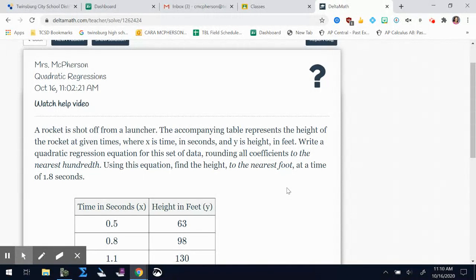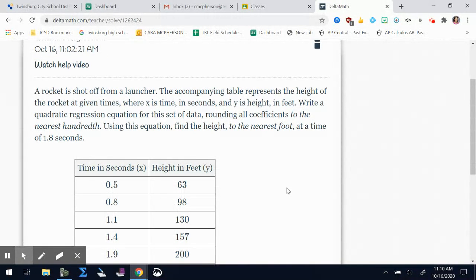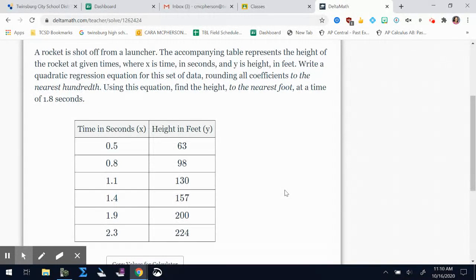Delta Math makes this so easy because it takes all of your data and puts it in a calculator for you. So this is what you'll be given. This particular question says that we are looking at the different times after a rocket has been shot off from a launcher, and then the height it is, in feet, at that time. So after 0.5 seconds have gone by, it's at a height of 63. And you can see it kind of go up, and then eventually, obviously, it will go back down.